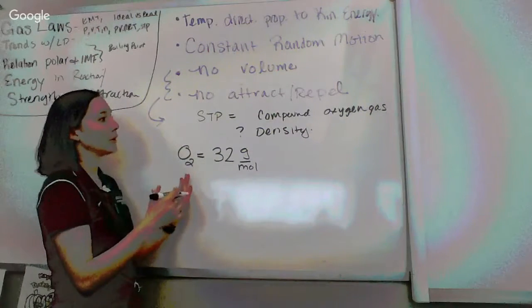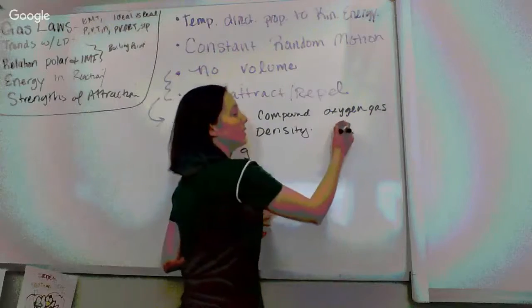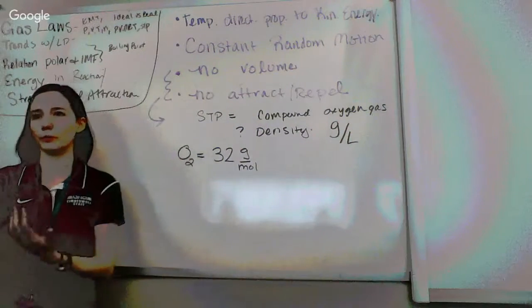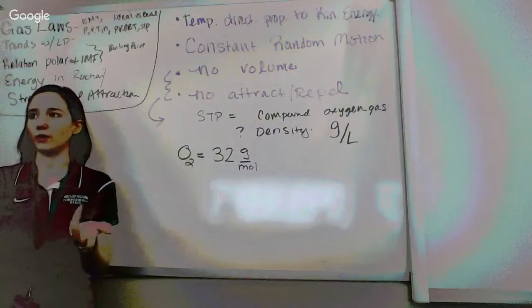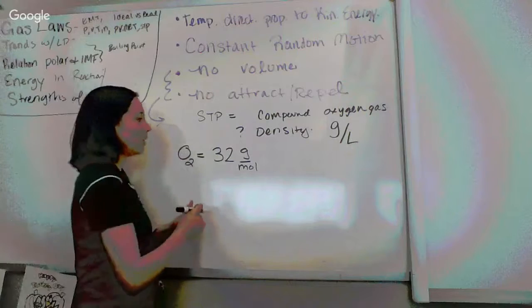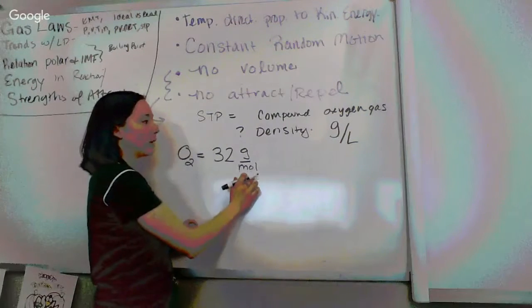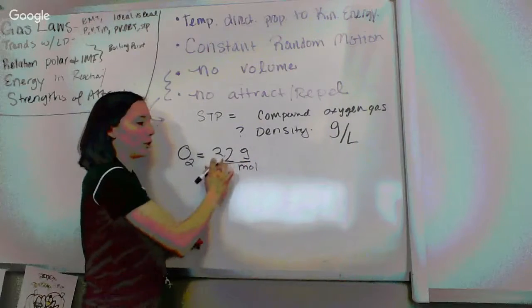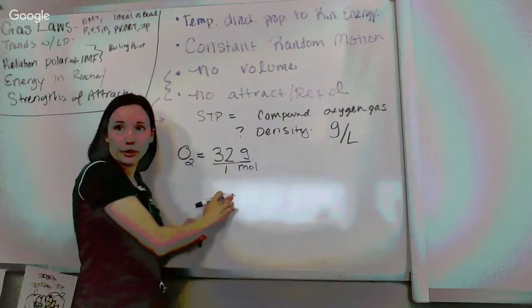And so then if you wanted to establish its density, density is always grams per liter. Sometimes it's grams per milliliter, so read what the question says and make sure you know. But probably in this instance, it would be grams per liter. So then if you go to figure it out, I've already got my grams, but I need to change it from grams per mole to grams per liter.